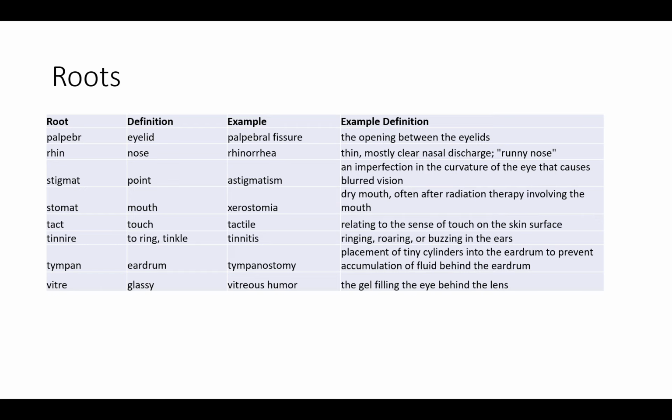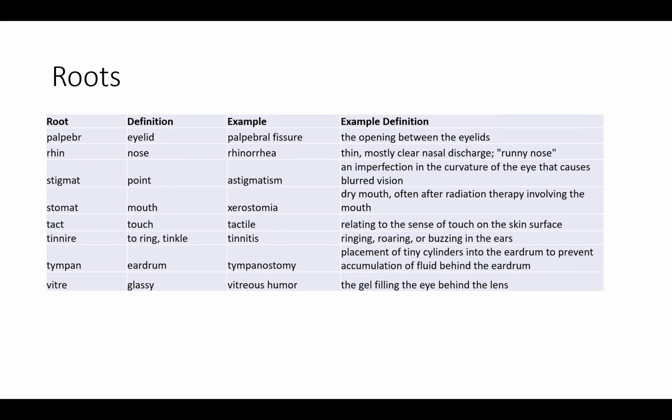Palpebral means eyelid. The palpebral fissures are the openings between the eyelids. Rhin means nose. Rhinorrhea is runny nose. Stigmat means point. Astigmatism is an imperfection in the eye curvature that leads to blurred vision. Stomat means mouth. Xerostomia refers to dry mouth, often as an after effect of radiation therapy that involved the mouth.